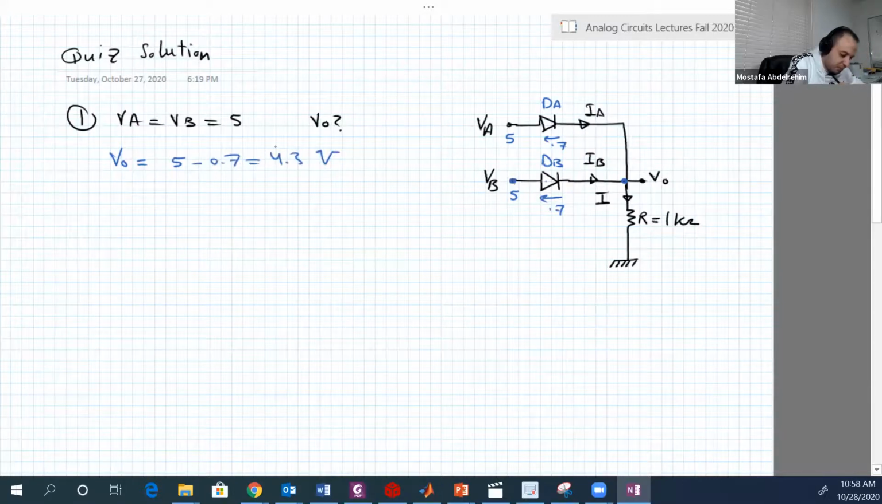Very easy. Okay. And you can do the same from this branch as well, the DA branch. Again, DA has 0.7, so this is higher than this by 0.7. So again, 5 minus 0.7. Okay.